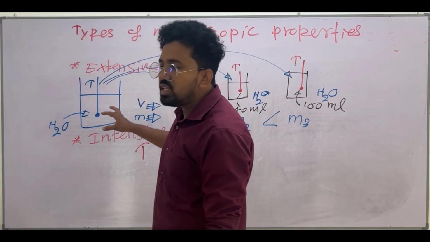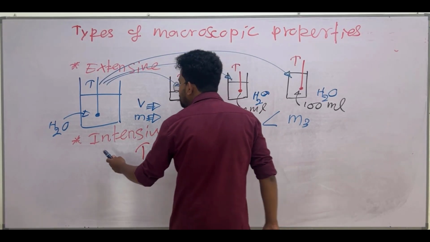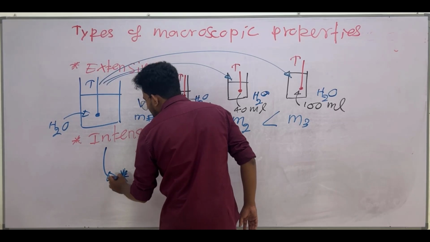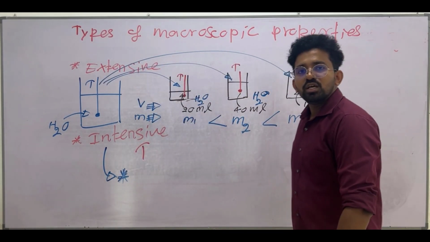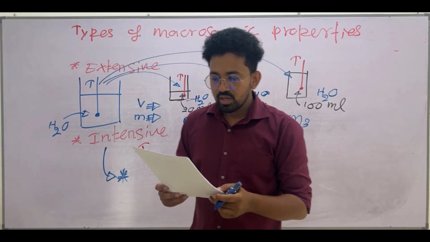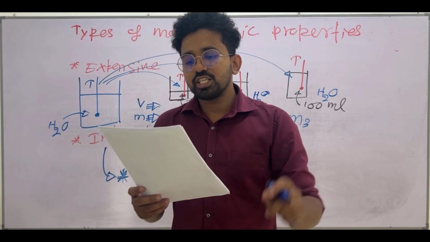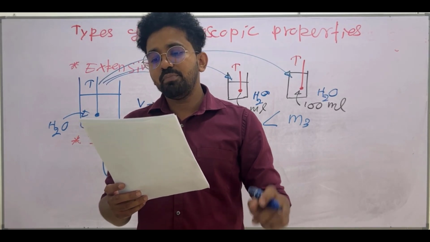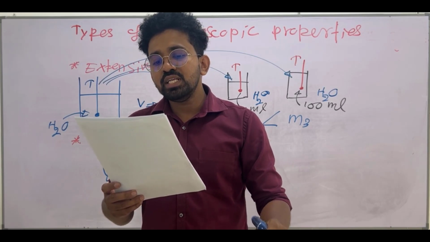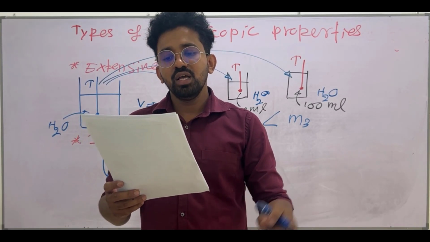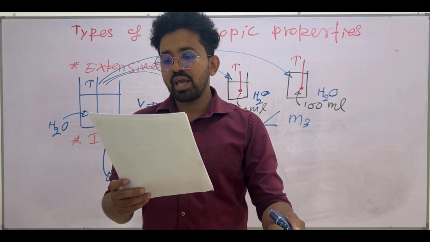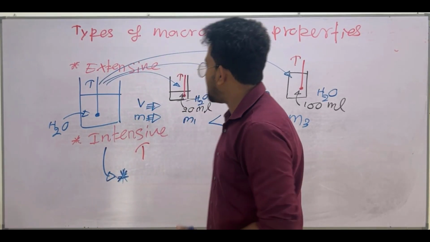And there is another sentence regarding intensive properties. Let's read that, and after that I will explain. Sometimes when we express an extensive property per unit, like per mole or per gram, it becomes an intensive property. Example: volume is extensive, but density, volume per gram, is intensive. So I will explain that.